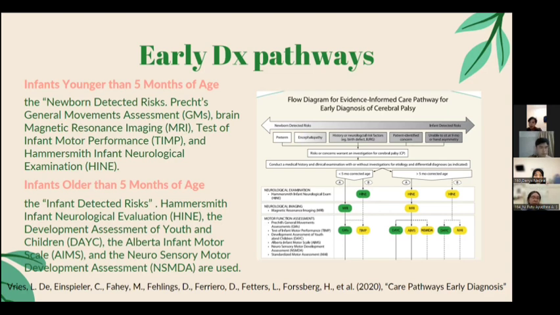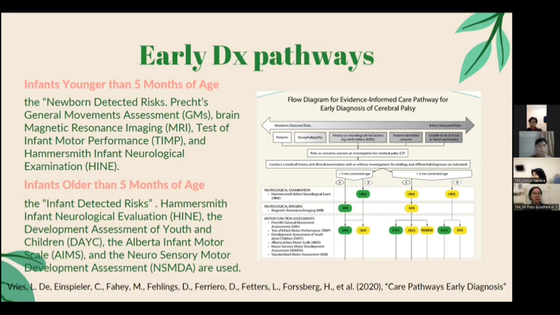GMA plus abnormal brain MRI indicating damage to the motor area can accurately predict CP more than 95% of the time and is strongly recommended. The TIMP can also predict CP for about 61 to 90% of the time.